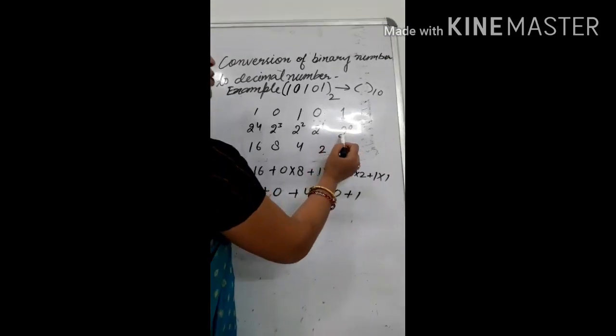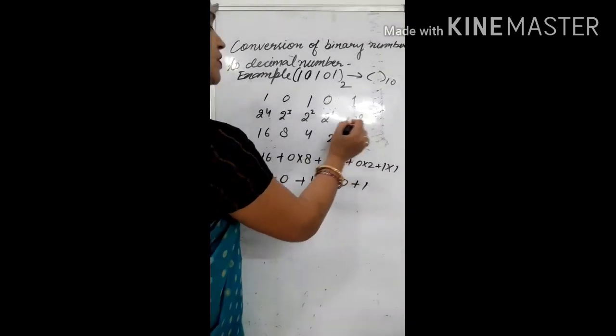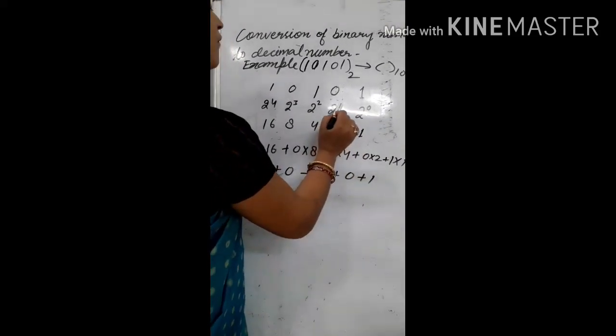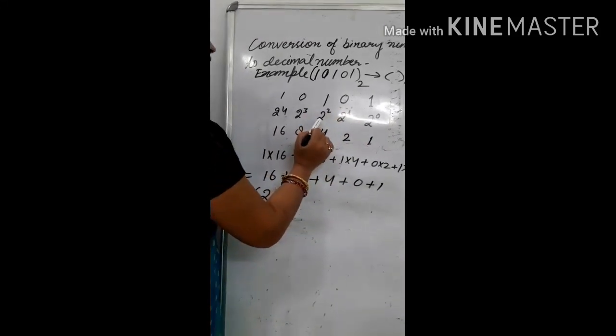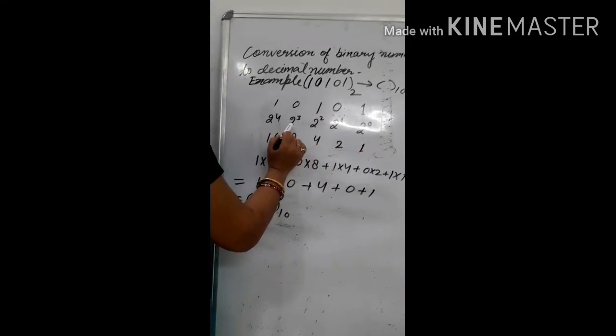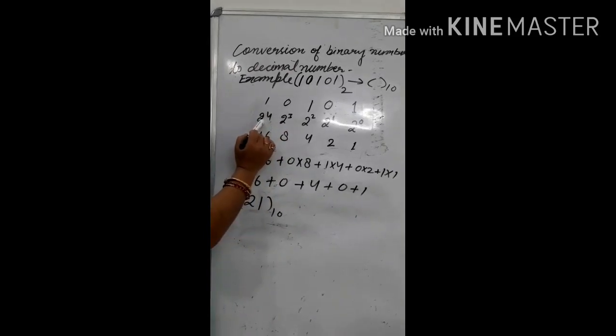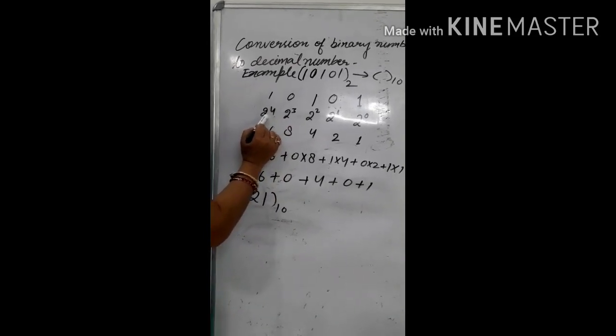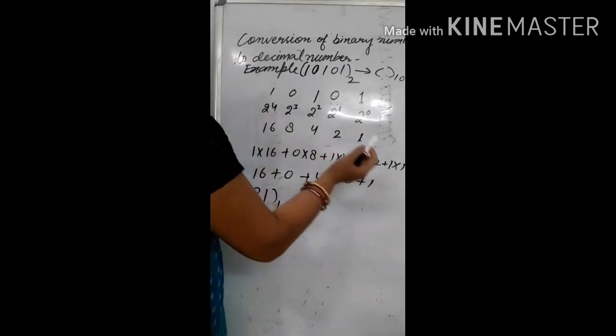First place value is 2 raised to the power 0. Second, 2 raised to the power 1. 2 raised to the power 2. 2 raised to the power 3. 2 raised to the power 4. Now, we'll write the values of these.